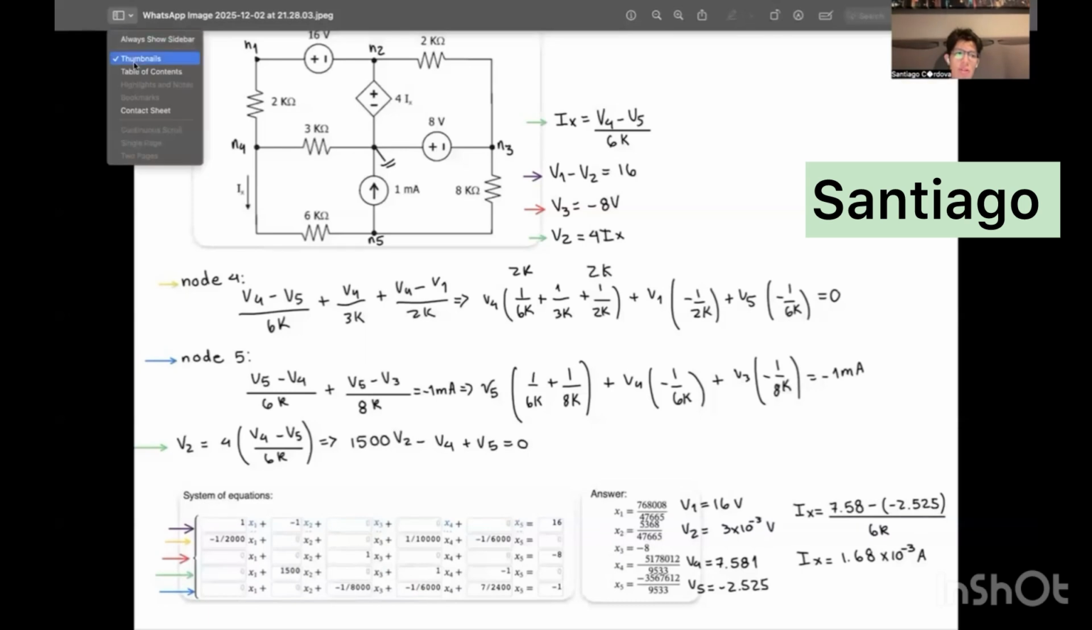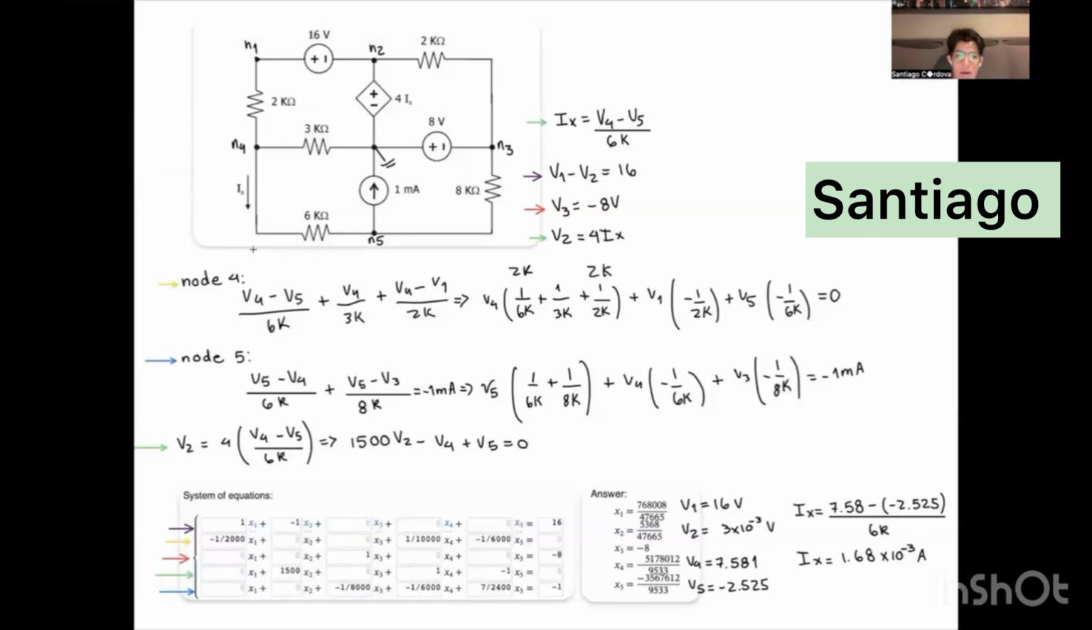So I'm going to explain how to solve the second exercise. As we can notice here, we defined our nodes as node 1, node 2, node 3, node 4, and node 5. You can define them as you want. We did this by convenience, and we also define our ground here. We recommend to define the ground in the place where you have the most sources. As we can see here, we have 3 sources. So we define these as our ground.